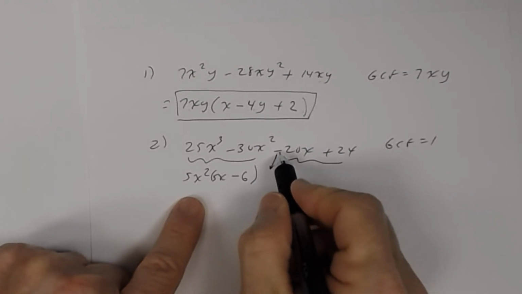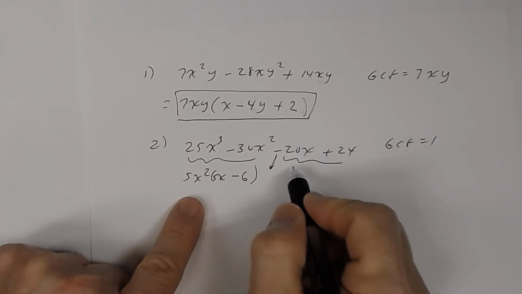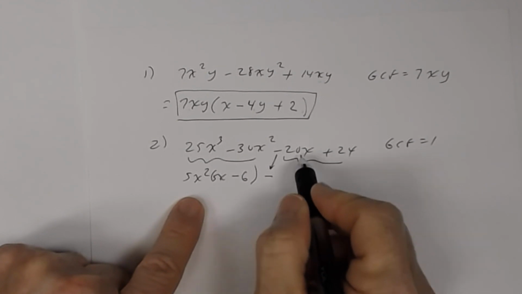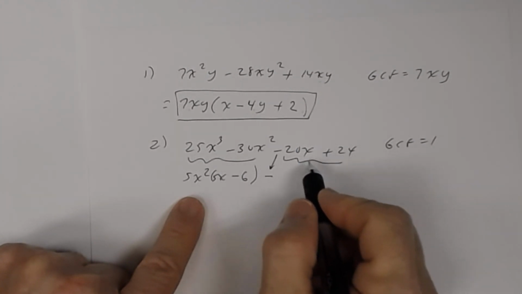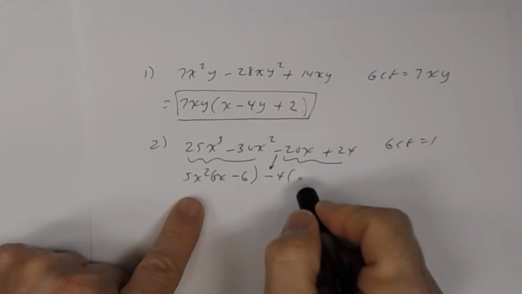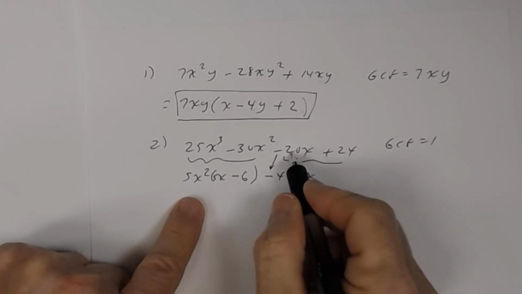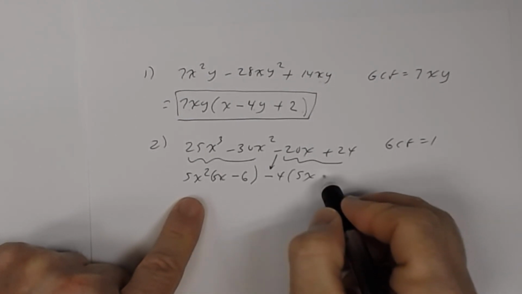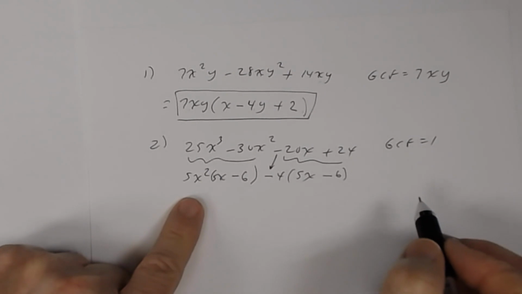Now remember, you always must factor out that sign here, so that's going to be a negative GCF I'm going to factor out. In this case, it's going to be 4. So I get negative 4 times 5x is a negative 20x. A negative 4 times a negative 6 is a positive 24.